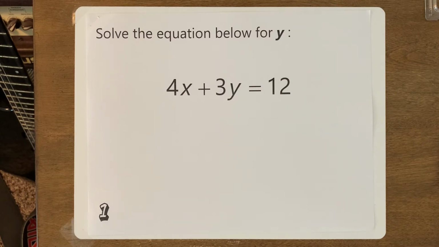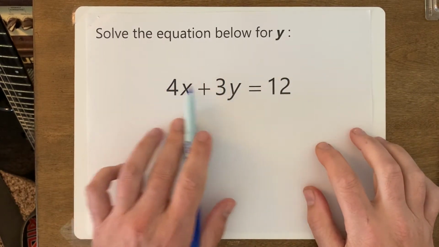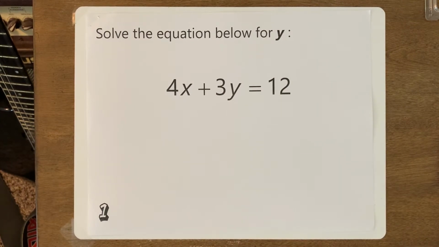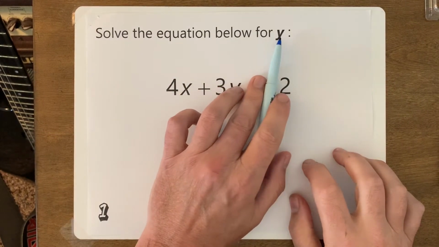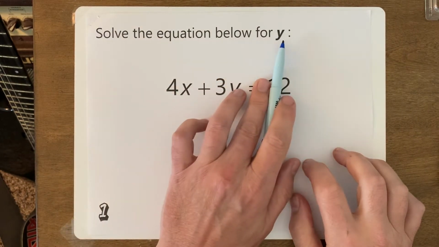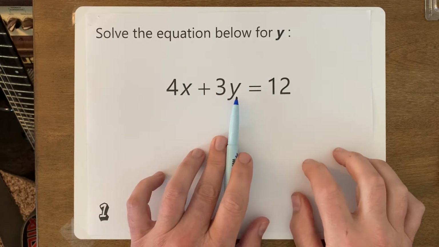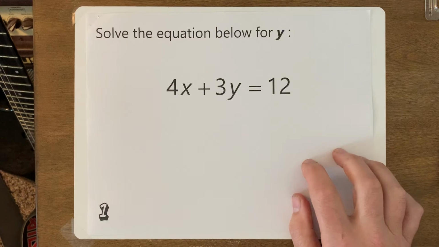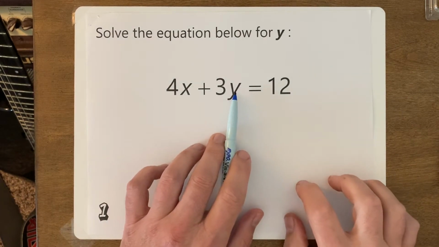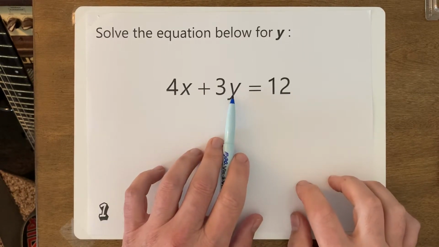A literal equation is an equation that has letters, usually with some coefficients. Sometimes it's all letters. In a literal equation, they're going to tell you what variable they want you to isolate and get by itself. So it says solve the equation below for y. Our goal here is to get this variable by itself. What you're going to wind up doing is a bunch of opposite operations to get this unwrapped and get everything else on the other side, so that variable hopefully will be by itself.